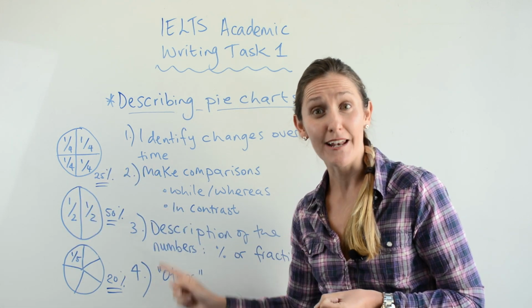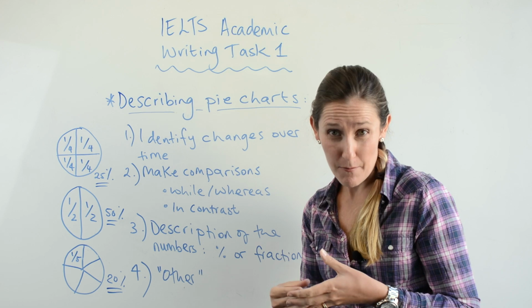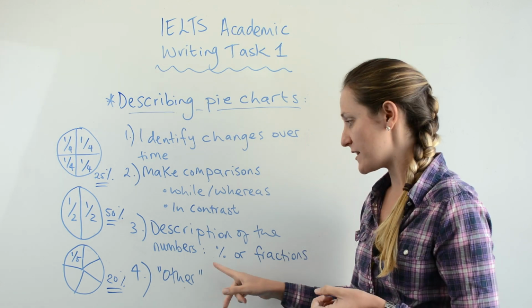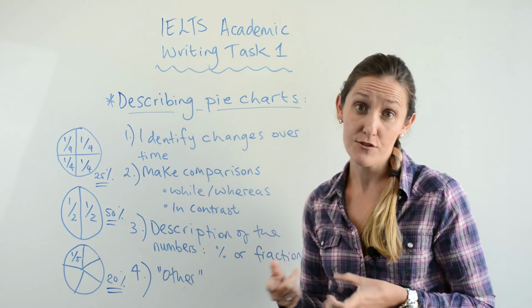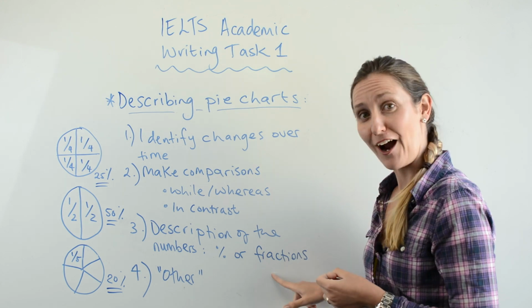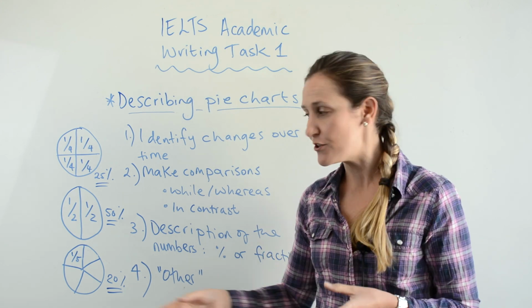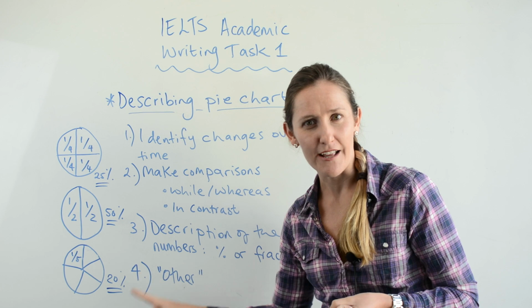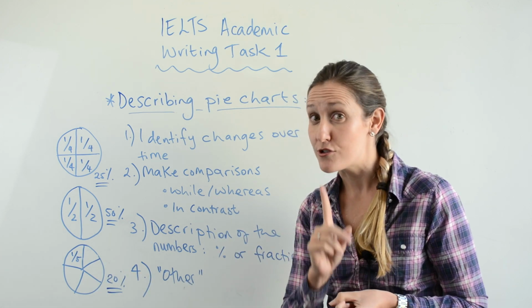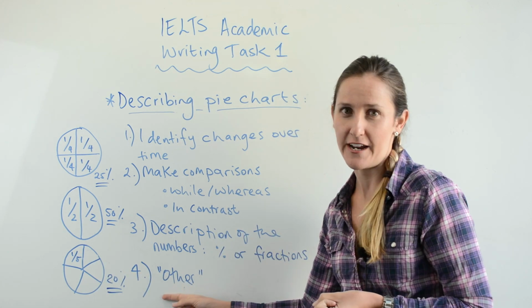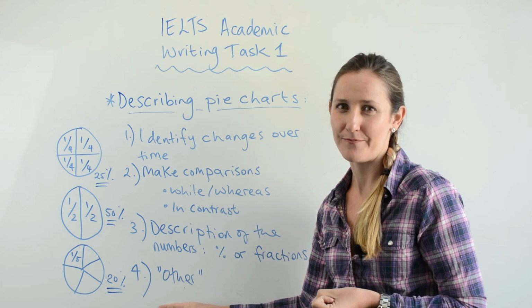When you're describing the numbers, don't just write the number. You need to make sure that you write the percentage symbol, or that you describe the number using fractions. And finally, when you're talking about the data inside the pie chart, make sure that you don't forget to talk about a category that's called Other.